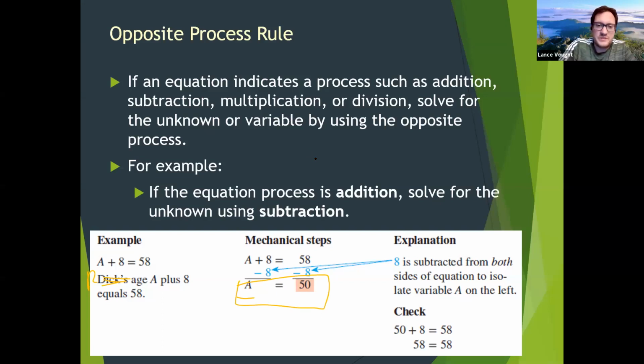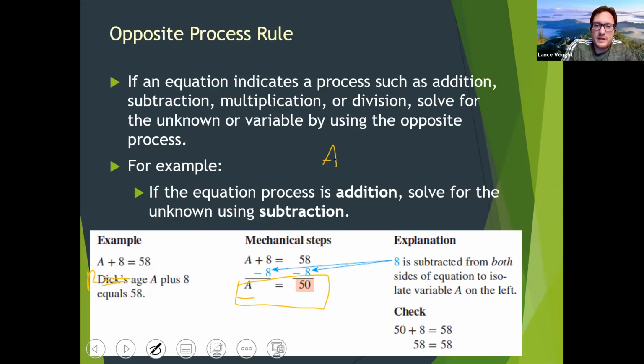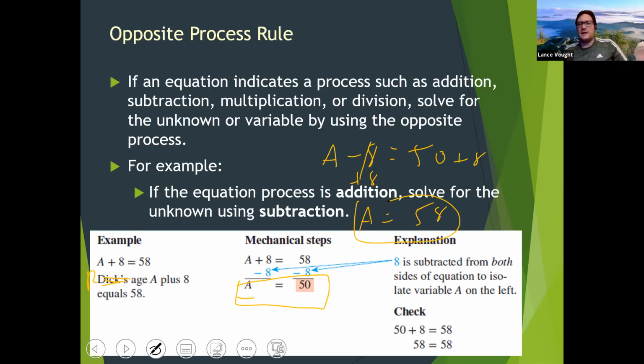So like if this said A minus 8 equals 50, we would need to add 8. Whoops, let me move this over. Okay, so if we have A minus 8 equals 50, then we need to add 8 to both sides to get A by itself. And then we end up with A being 58. So that's the opposite process: if you're subtracting, you add. If you're adding, you're subtracting. And the same is true for multiplication and division.